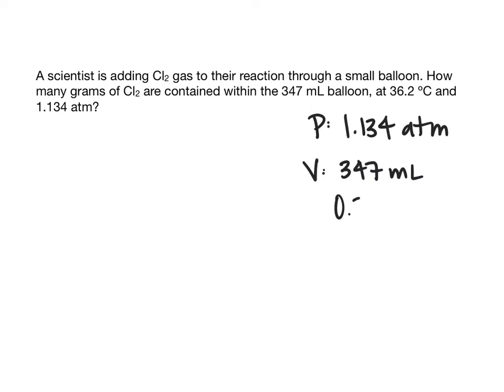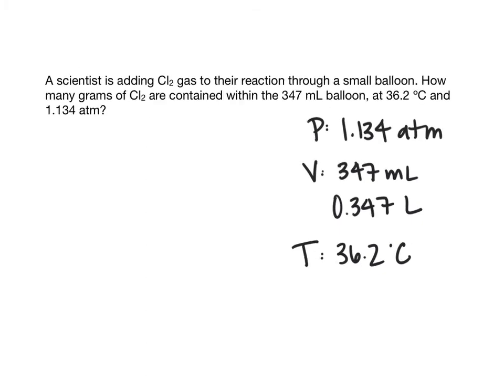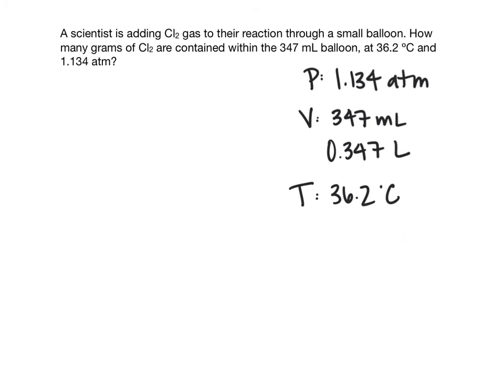So we have 0.347 liters. The temperature is 36.2 degrees Celsius. All of these require us to convert that into Kelvin. So 36.2 plus 273.15, and that gives us 309.35.